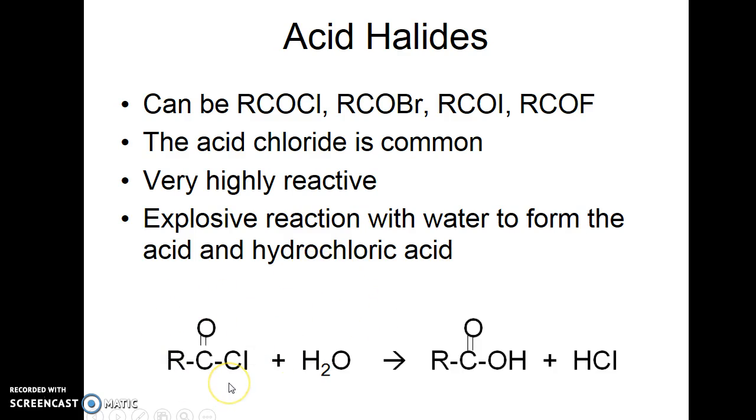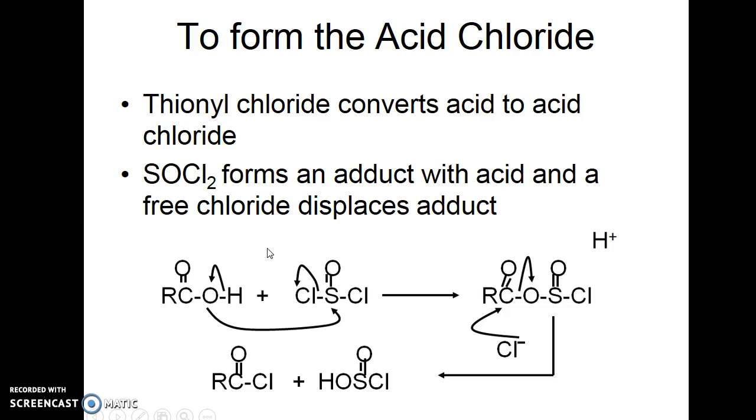Acid chlorides are very reactive. If you put them in water, they explode. They react so quickly. To form an acid chloride, you take an acid right here, and we treat it with thionyl chloride. When we treat it with thionyl chloride, you get a derivative, this adduct right here, and then the chloride comes in and displaces it, and you end up making sulfur dioxide and hydrochloric acid. This actually breaks down to that. And that is how we form our acid chloride.